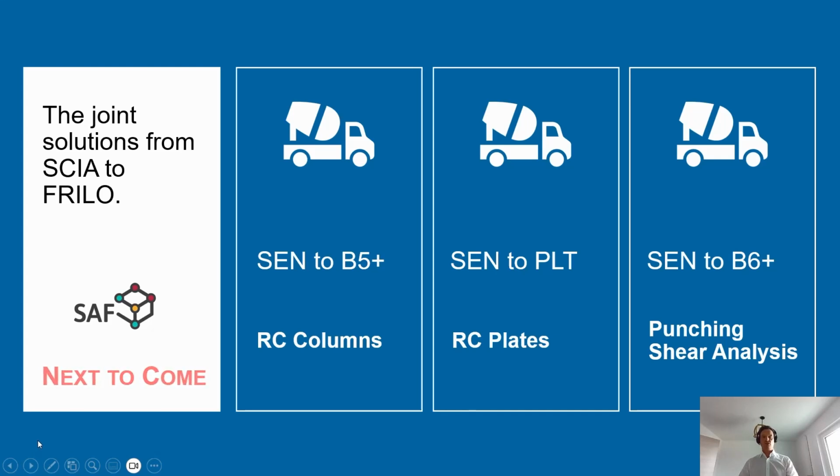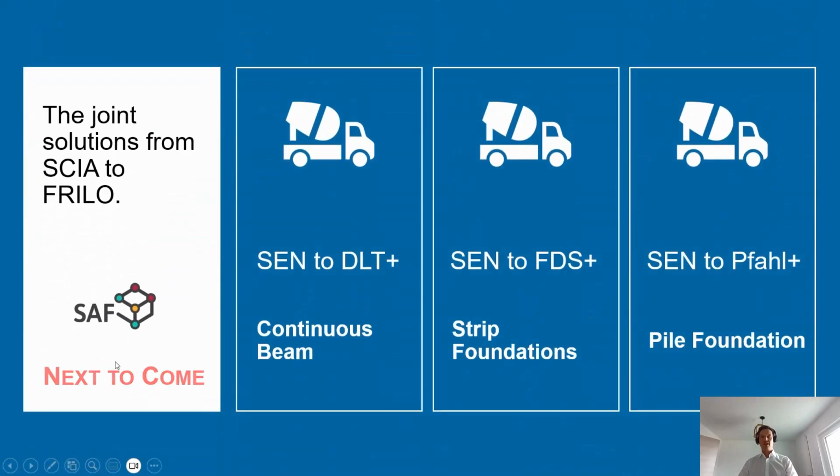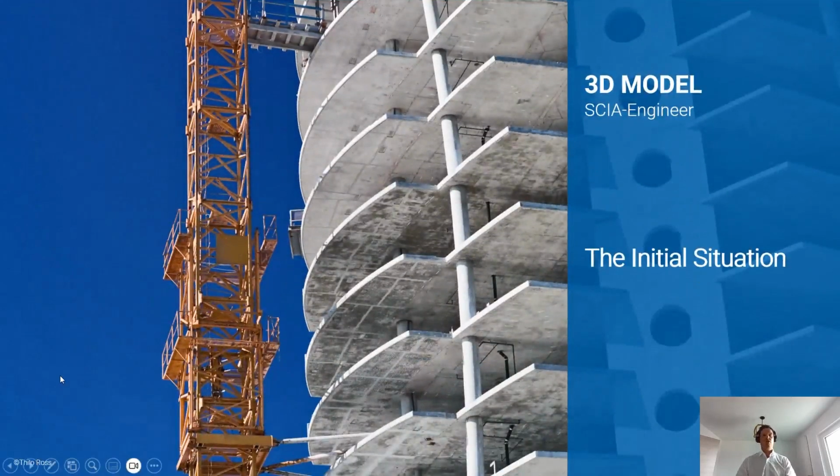First of all, we are concentrating on the reinforced concrete columns. After that, we would like to offer more direct links, for example, dealing with reinforced concrete slabs or plates, and dealing with a punching shear analysis. Besides that, we would like to offer a link to our continuous beam solution, and later some more geotechnical solutions like strip foundations or pile foundations. But now let me start with my presentation regarding the foundation link.